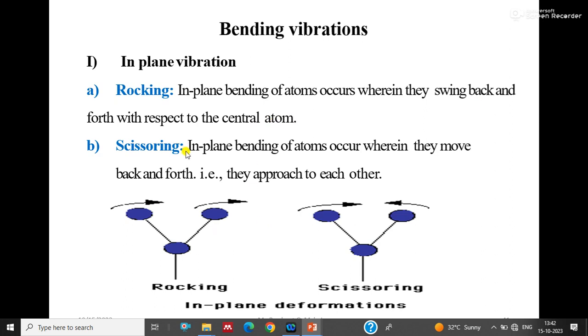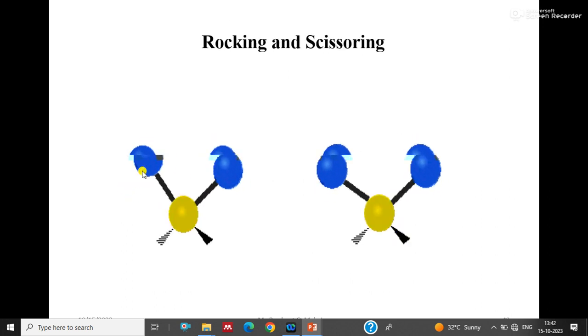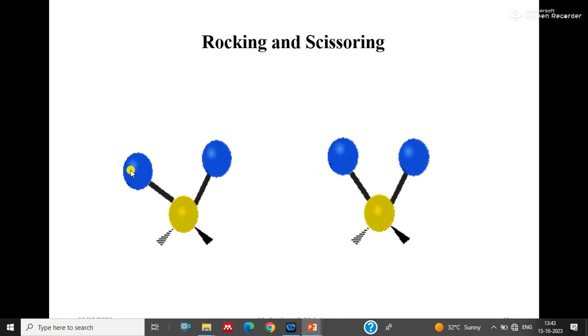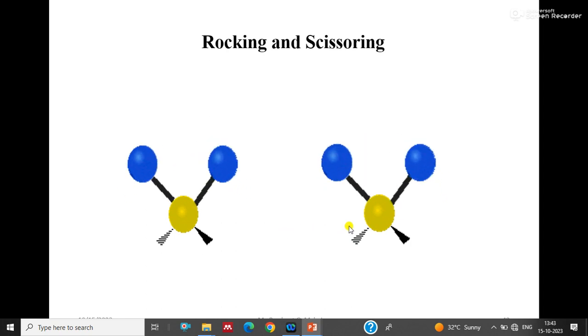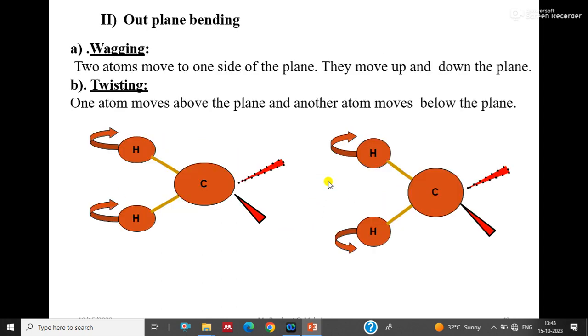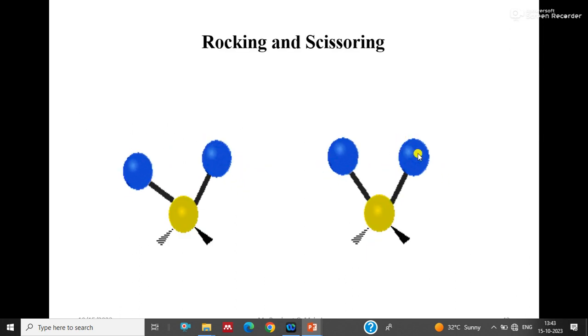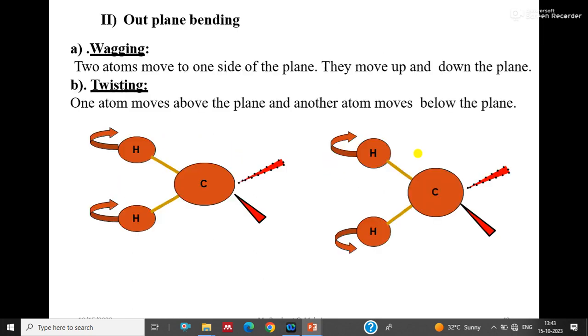In the case of scissoring, as you know scissors, both the atoms move towards each other. That is called scissoring. So we can see the definition: in the plane, bending of the atoms occurs wherein they move back and forth, that is they approach each other with respect to the central atom. That is called scissoring bending vibration. You can see in the diagram, this is rocking, both swing back and forth with respect to the central atom, and this is scissoring, both are moving toward each other. Next is out of the plane, that is first wagging and second twisting.